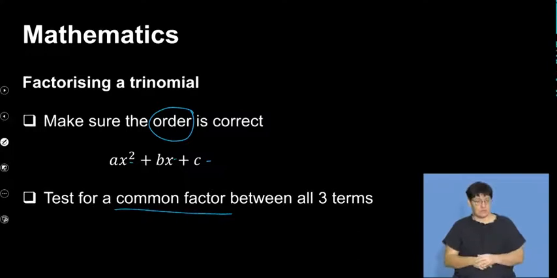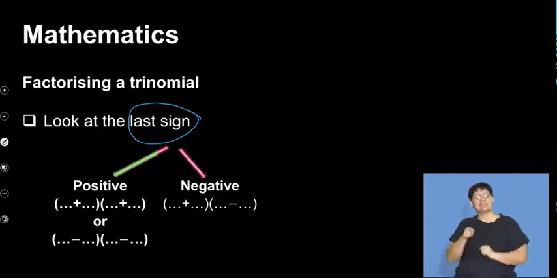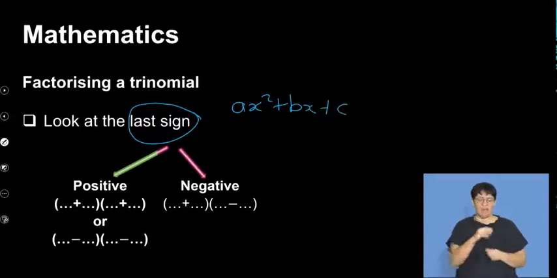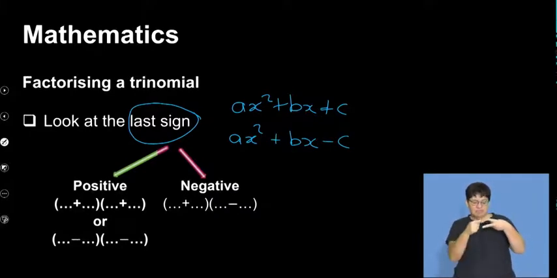Number 2, always test for a common factor. If there is no common factor, then you follow these golden rules that I'm just going to give you here. You look at the sign of the last term, right? So what do I mean? If I give you ax squared plus bx plus c, or ax squared plus bx minus c, right? These are two examples. One has the last term as a positive, the other one has the last term as a negative. That's the sign you look at, and that's the sign that's going to inform you what nature your brackets are going to be.